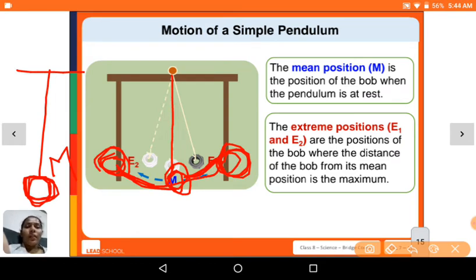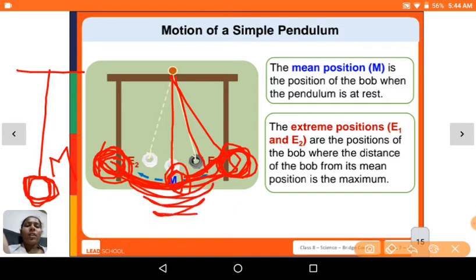When you start from here, you pull it and it goes this way, and this is its maximum distance covered. Then it comes back here, and again a maximum distance is covered, but after that slowly the distance will be less and it will be again at rest, right? So the maximum positions obtained by the bob are the extreme points E1 and E2, and the mean position, when the bob or pendulum is at rest, is M.